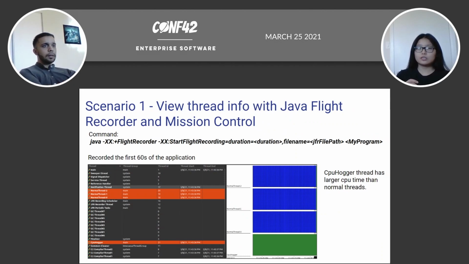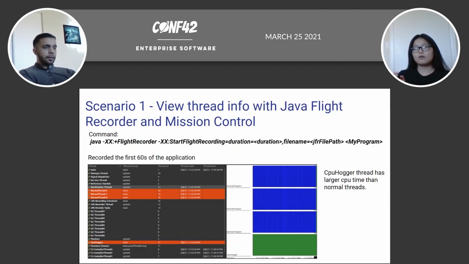Another way to triage this scenario is by using Java Flight Recorder and Mission Control. Java Flight Recorder is a tool that allows you to get information about the Java applications in the JVM, and Mission Control is a visual tool that allows you to see the output from Java Flight Recorder. We have used Java Flight Recorder to record the first 60 seconds of the application.